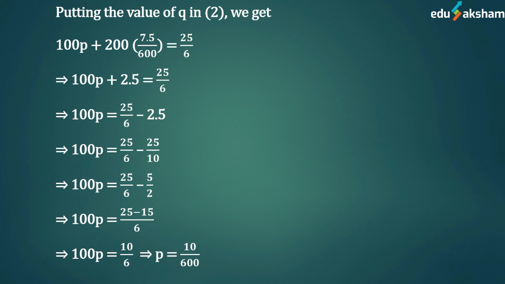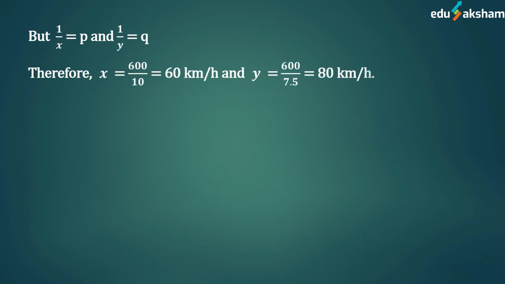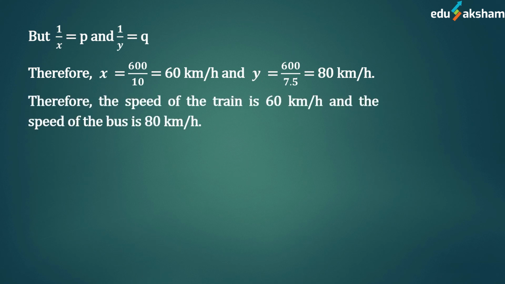तो हमें p and q की वैल्यूज मिल गई एंड हमने ये अज्यूम किया था कि 1/x is equal to p and 1/y is equal to q. तो अब अगर हम p और q की वैल्यूज डाल दें तो हमें x की वैल्यू 600/10 मिल जाएगी, which is 60 किलोमीटर पर आवर, एंड y की वैल्यू मिल जाएगी 600/7.5, which is equal to 80 किलोमीटर पर आवर. इससे हमें ये मिल गया कि स्पीड ऑफ द ट्रेन इज 60 किलोमीटर पर आवर एंड द स्पीड ऑफ द बस is 80 kilometers per hour.